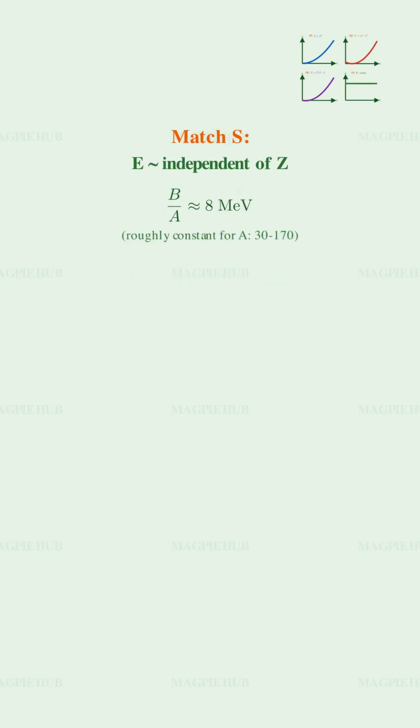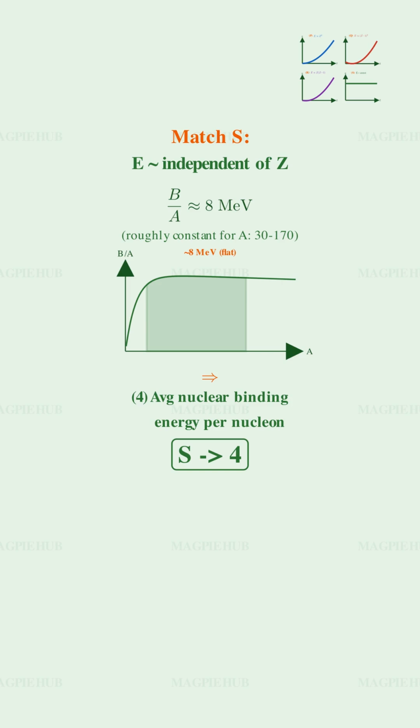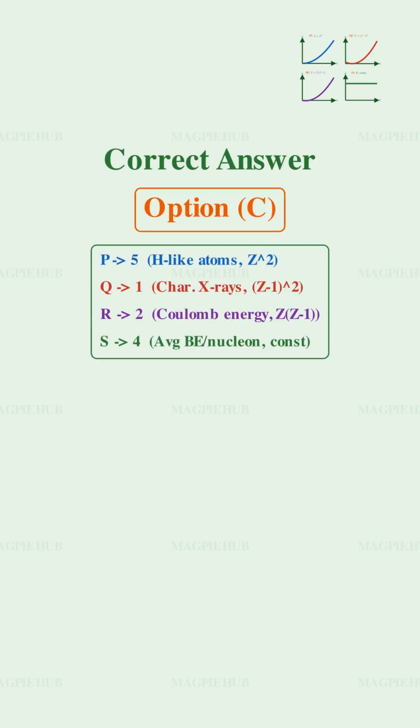Finally, S says E is practically independent of Z. The average nuclear binding energy per nucleon is approximately 8 MeV for nuclei with mass number between 30 and 170. This value barely changes with Z, so it is essentially independent of Z. So S matches with 4, average nuclear binding energy per nucleon. The correct answer is option C. P matches with 5, Q with 1, R with 2, and S with 4.